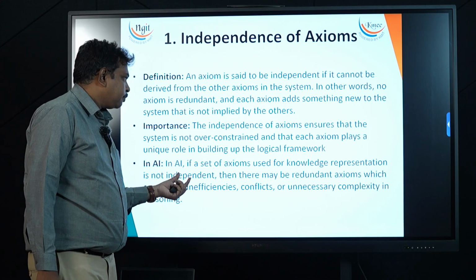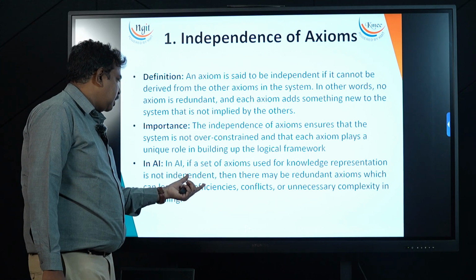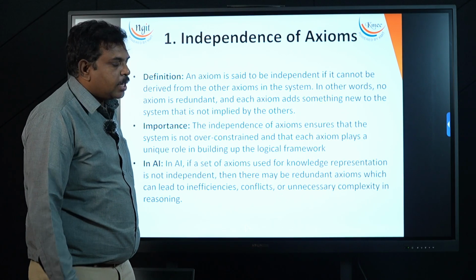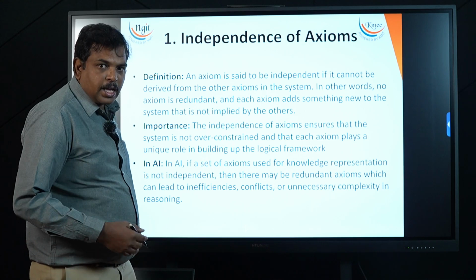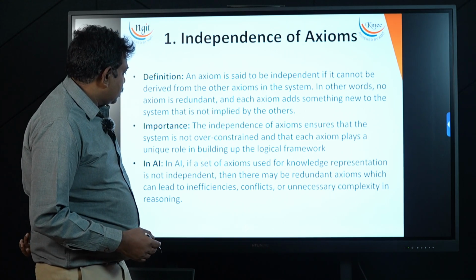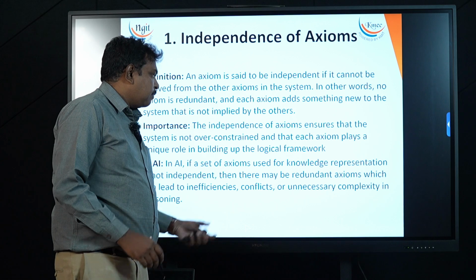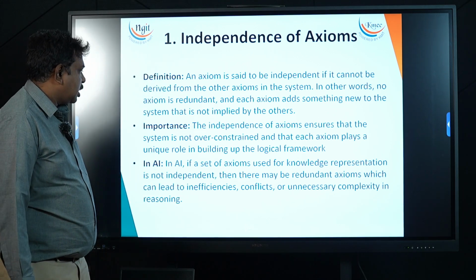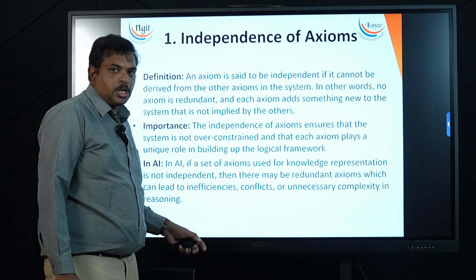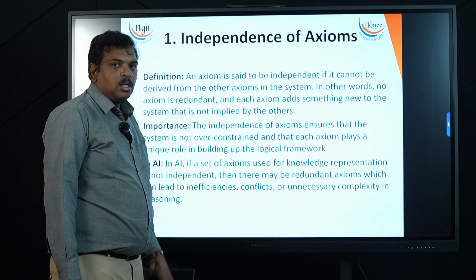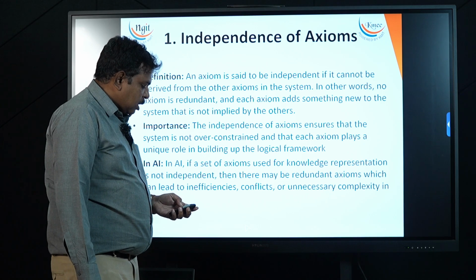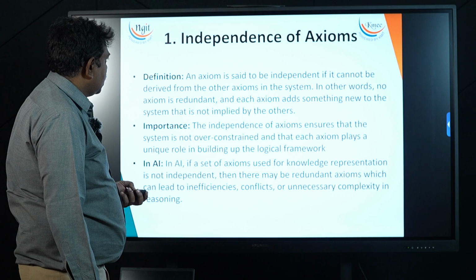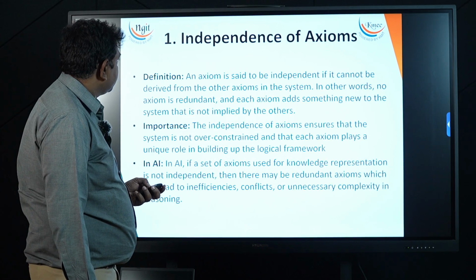When we are representing knowledge in AI, if there are no independent axioms, there is a chance of redundancy, meaning we are taking the same axiom repeatedly. So it leads to inefficiency, conflicts and unnecessary complexity while deriving theorems automatically. You can reduce the redundancy of axioms if you include only independent axioms. So that is the first property we should take care of while taking axioms.